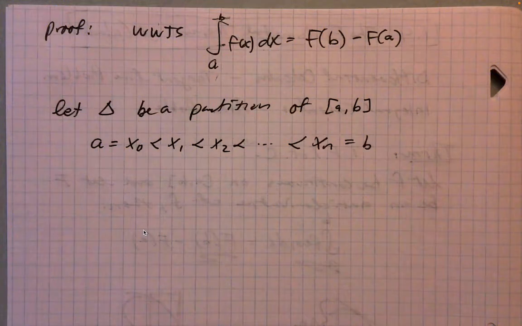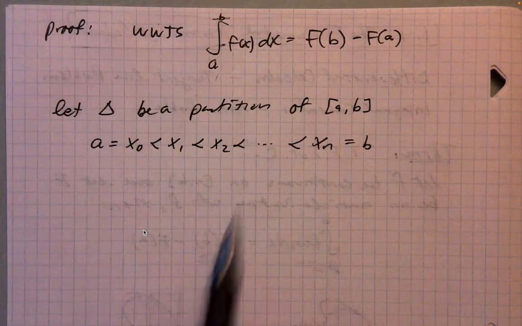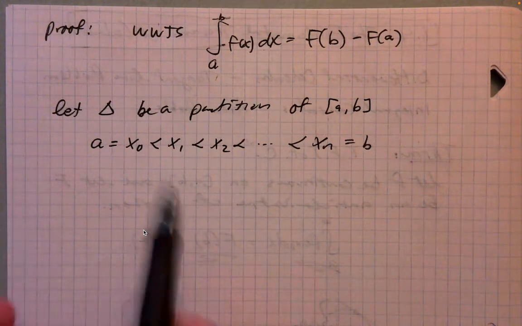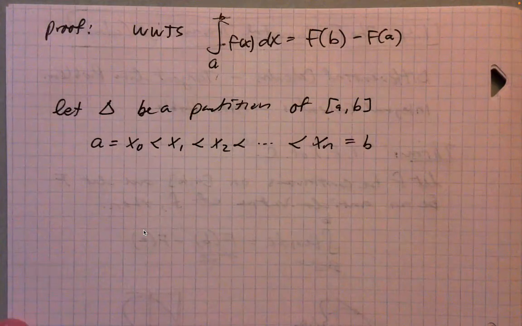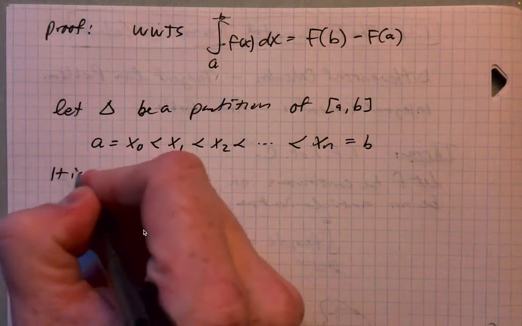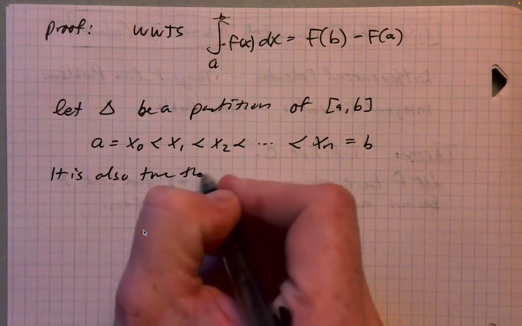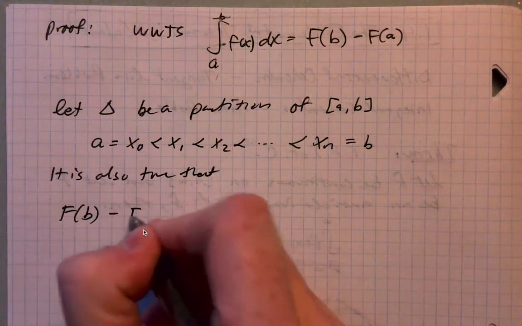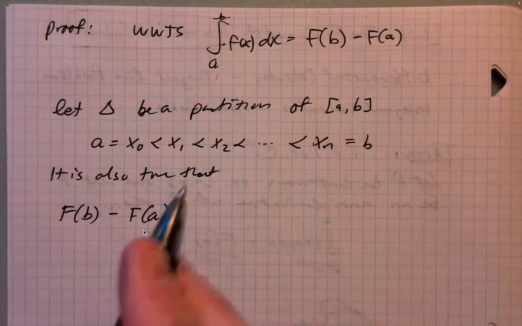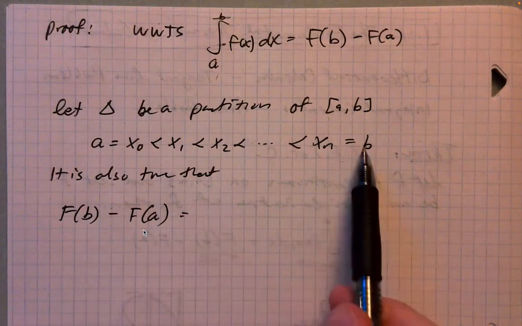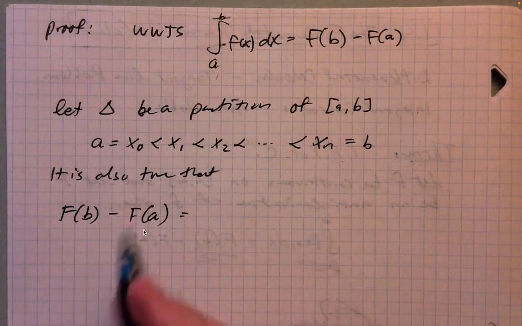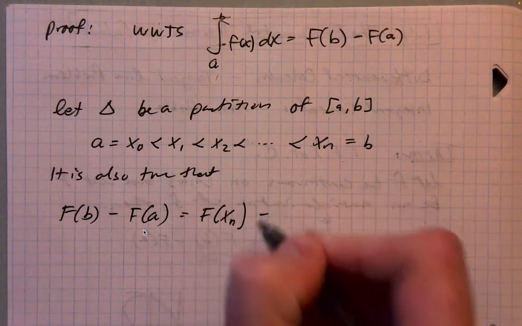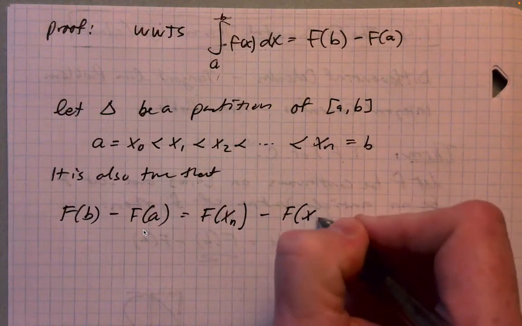Now, of course, since there are integrals involved, we're going to end up taking the limit as the norm of this partition goes to 0, but we're not there yet. So we're just going to start by writing it out and knowing that we're dealing with a partition. Now, it's also true that if you take the antiderivative F at b minus the antiderivative at a, well, we know that b is xn and a is x0, so we can expand this. So we could write it like this: F of xn minus F of x0.